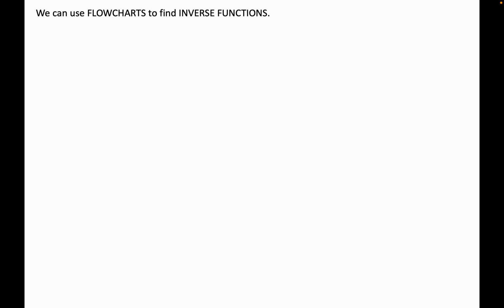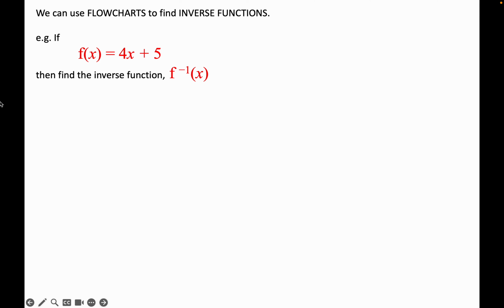And we can use flowcharts to find inverse functions. So for example, if we've got the function f of x equals 4x plus 5, so a function that takes a number, multiplies it by 4 and then adds 5, what would be the function that undoes that? And then the inverse function, you've just got this special notation with the little minus 1. So the inverse function is called f minus 1 of x.